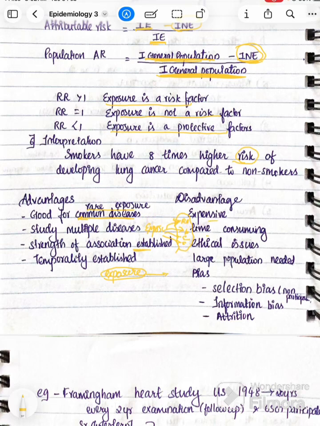Disadvantages: expensive, time consuming, ethical issues. We are going to do periodic follow-up, so there may be some ethical issues. Large population needed for this study. Bias: we have selection bias while selecting the participants. Information bias, there may be wrong information. Attrition bias, after some time they won't be willing to follow up.